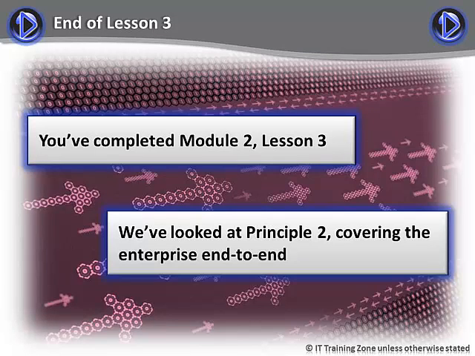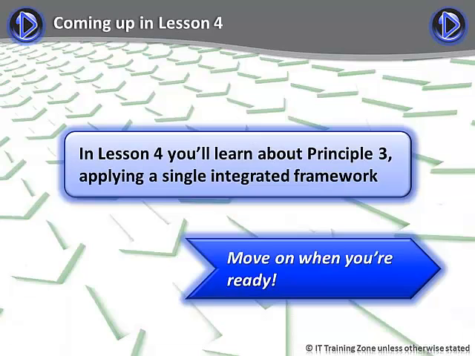Okay, that completes this lesson about Principle 2, covering the enterprise end-to-end. In this lesson, you learned about the main elements of the governance approach and the key governance roles and activities. The next lesson is Module 2, Lesson 4, where you will learn about COBIT Principle 3, applying a single integrated framework.